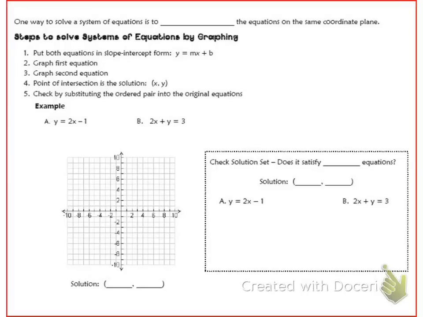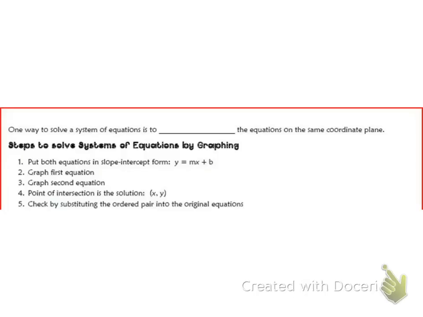Okay, this is serving as your first set of notes on solving systems of equations by graphing, and you need the page that is titled Steps to Solve Systems of Equations by Graphing. The notes are broken up into sections on each of the following slides. So first, one way to solve a system of equations is to graph the equations on the same coordinate plane. And there are 5 easy steps that you're going to follow to do this.